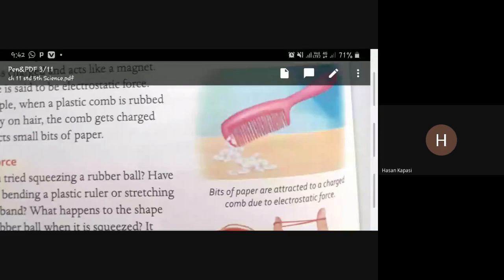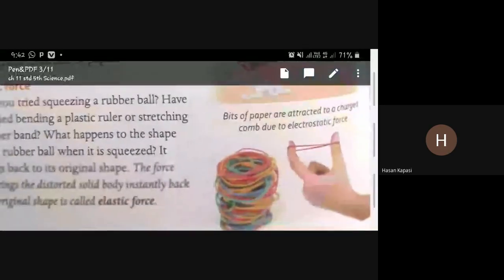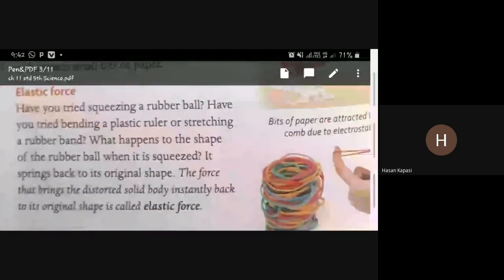What about elastic force? Elastic force means when you squeeze a rubber or a soft ball, a squeezy sponge ball, what will happen when you squeeze it and leave it? Within a second, it will come back to its original shape. You can take a piece of sponge. When you squeeze it, it will squeeze, but when you leave the sponge, within a second it will regain its original shape. So this is elastic force.